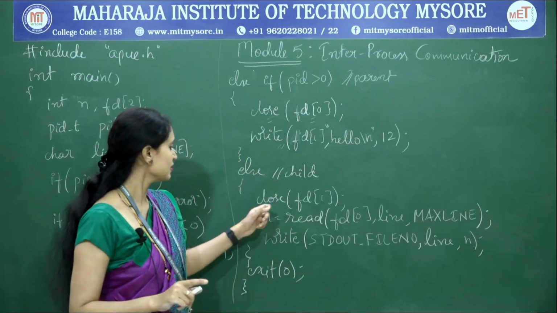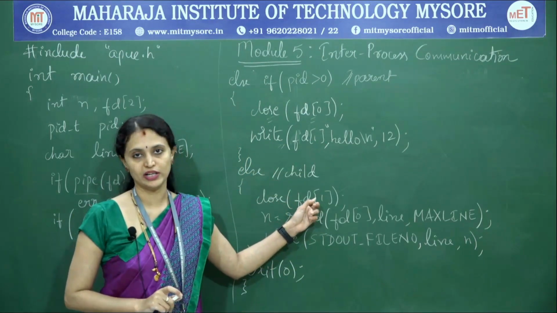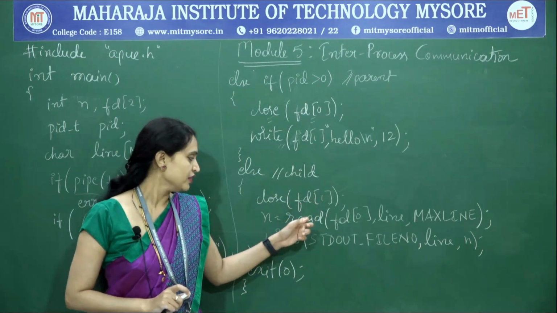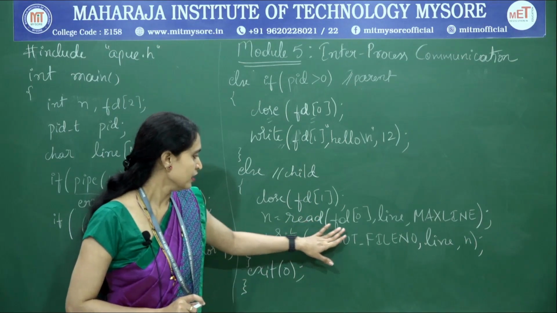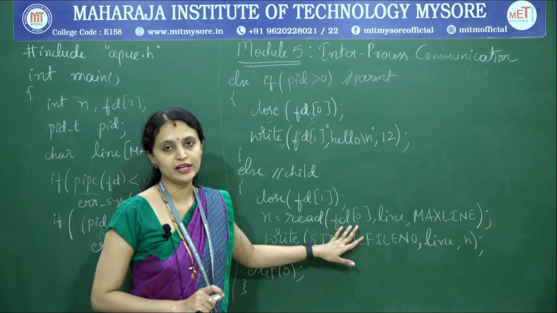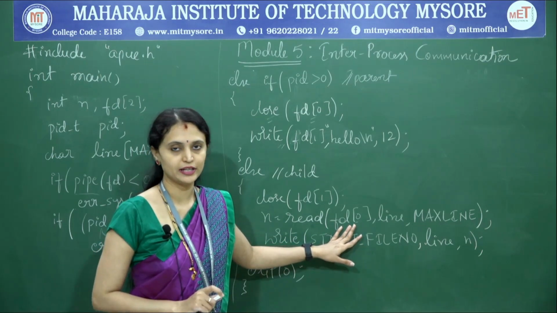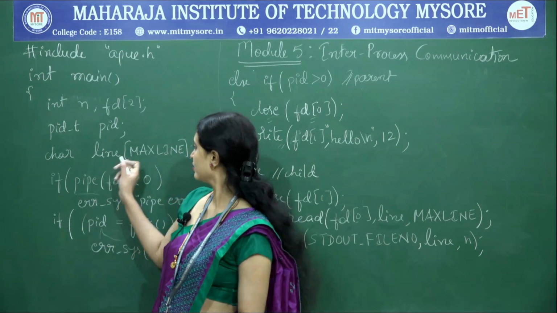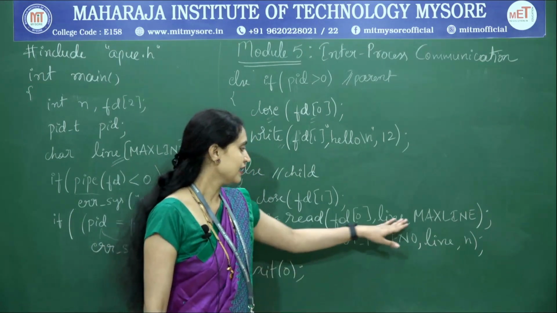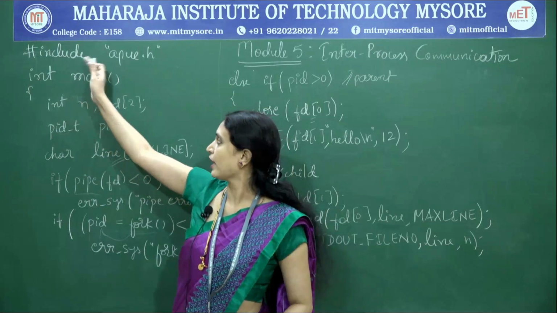So for the child process we are closing the FD of 1. After that we have to read from this file. From which file? FD of 0, that has to be enabled, and line. This is an array here. Max line we can mention somewhere by using hash define.